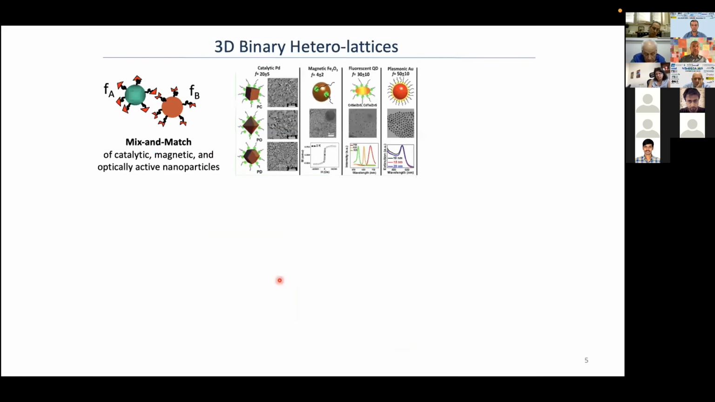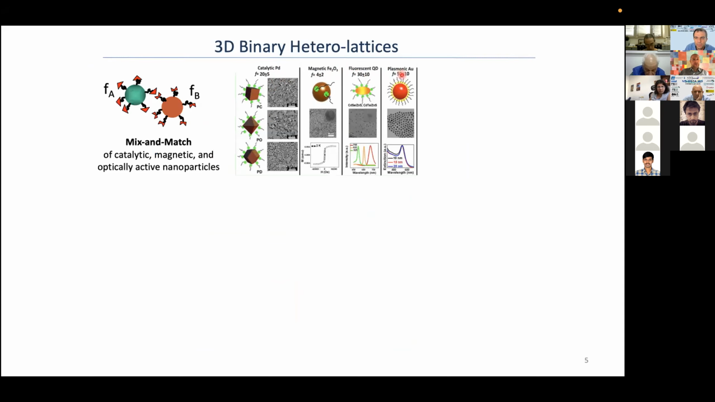This type of idea can be applied not only to gold particles, as I showed on the previous slide, but to particles of different kinds, for example, catalytic particles in the form of palladium, magnetic iron oxide, fluorescent quantum dots of different kinds, cadmium selenide, cadmium telluride, and plasmonic particles like gold and silver. What is required is a different chemistry of attachment to DNA, and this by itself will result in a different grafting density of DNA on the particle surfaces.